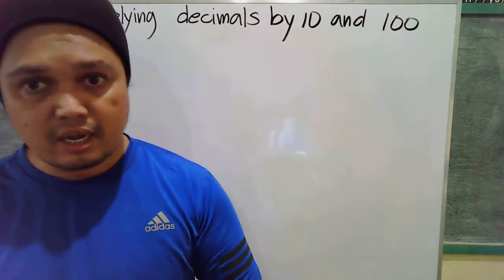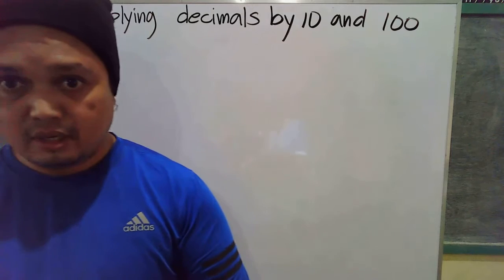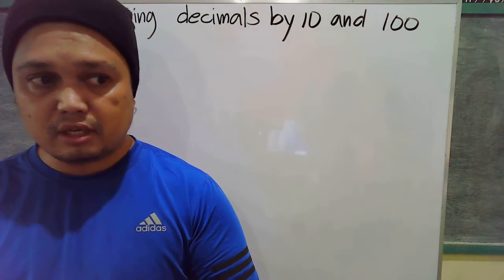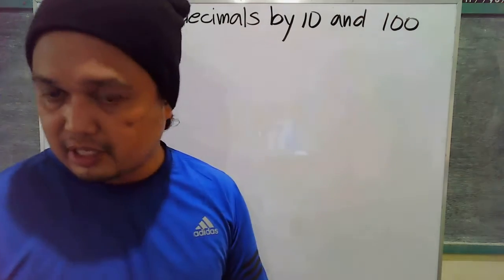And this time we're gonna multiply decimals by 10 and 100. Now this is easy because we just need a few steps to answer this. Let's have an example first.